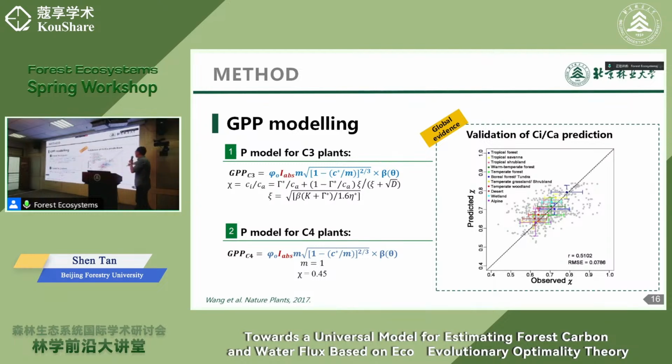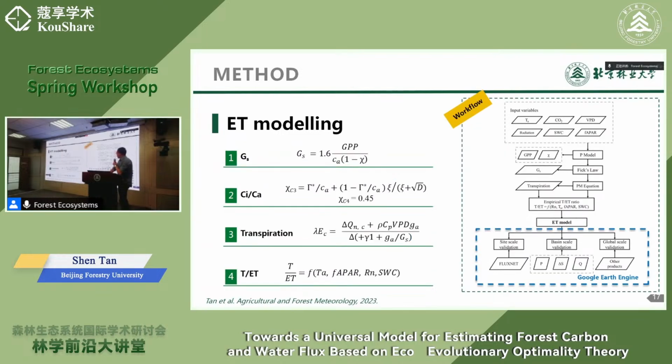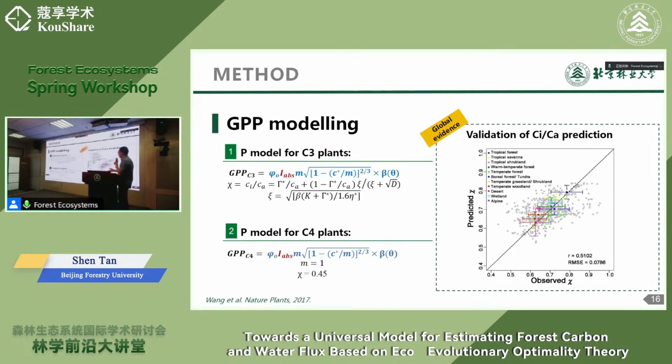And here is a global evaluation of the only one parameter. This parameter is the same for all C3 plants. They just need one parameter to describe the intrinsic water use efficiency. And Wang Han has evaluated this parameter by a global independent data set based on isotope observation. So the users do not need to calibrate the parameters in these models anymore.